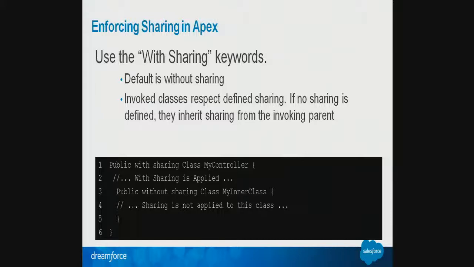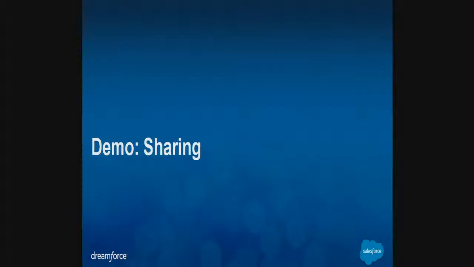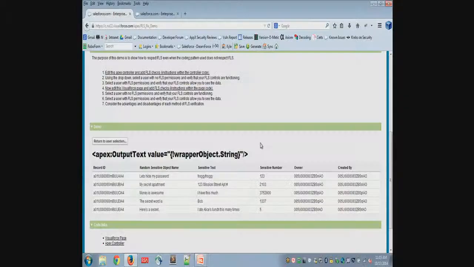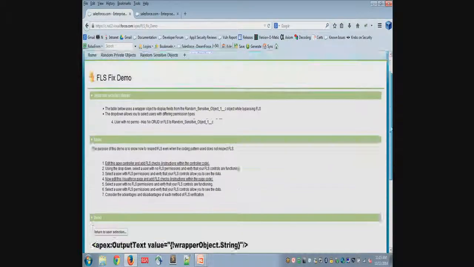So here we've got a public class that we've declared with sharing. So you do public with sharing class myController. And so in the context of this class, sharing will be applied up until we reach our inner class that's defined as without sharing. And so this class, myInnerClass, will not have sharing applied because we've explicitly defined that without sharing is its behavior. So now, Kyle, could you take us to the sharing demo?